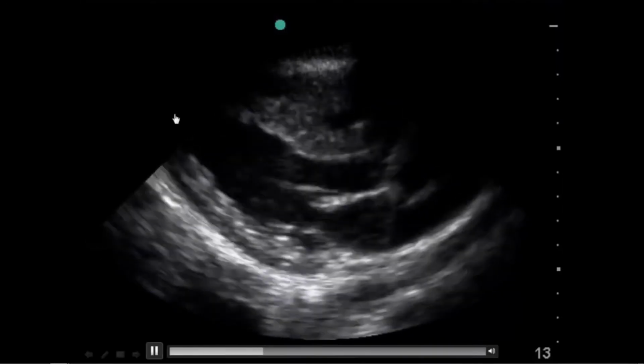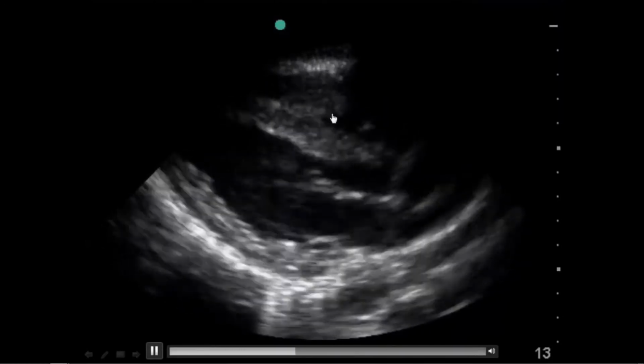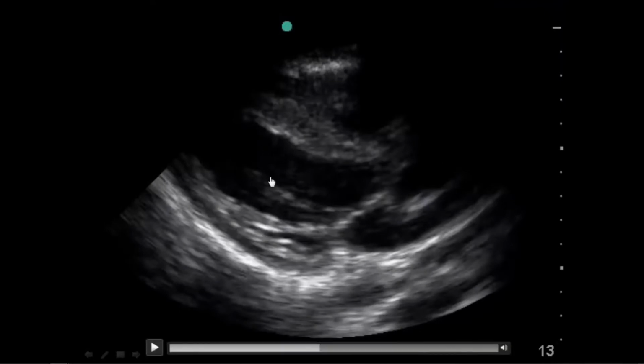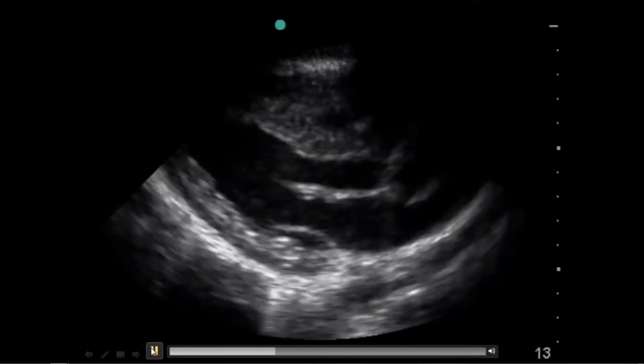So we're not only looking here to see that there's no pericardial effusion, no blackness outside of the heart in the pericardium. We're looking to see that the ventricle contracts symmetrically towards the center and that the valve is opening wide open during diastole. So this is a good ejection fraction.